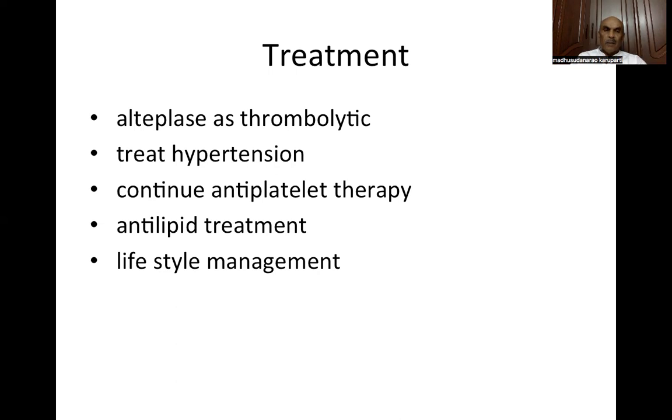And last but not the least, lifestyle management. Treat diabetes, avoid smoking, regular exercises, and nutritive diet. And let the patient be trained with yoga and other meditations to improve the functional ability of the paralyzed limbs.